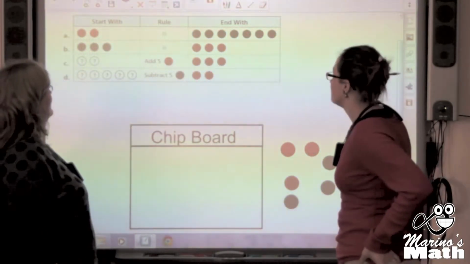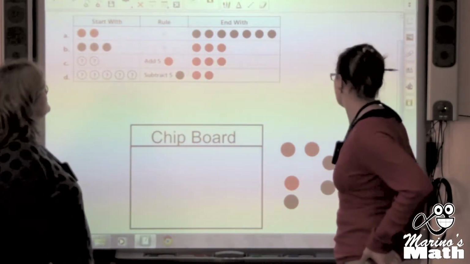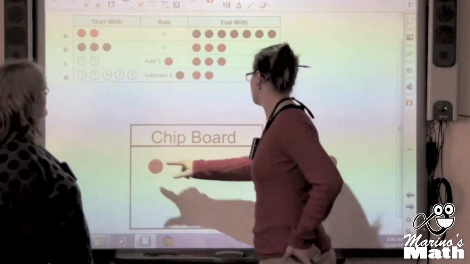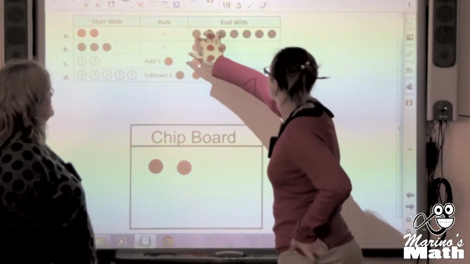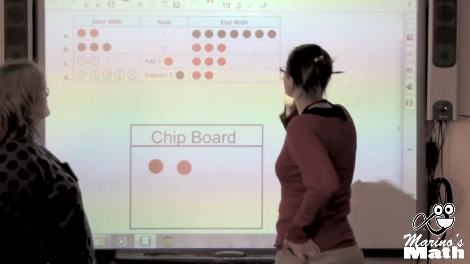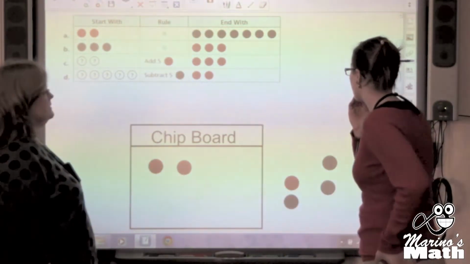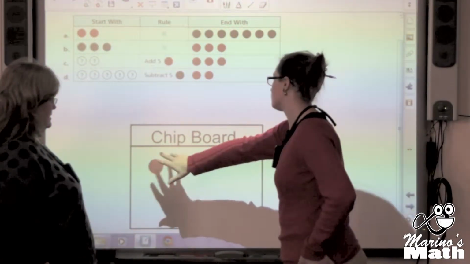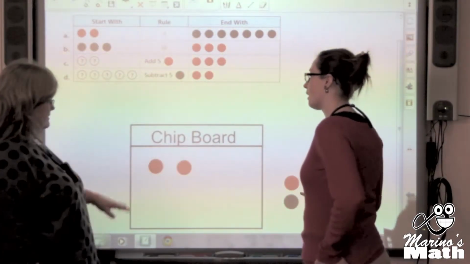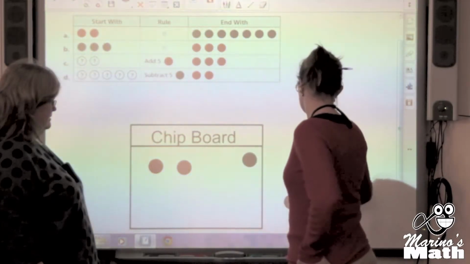Let's try number 1. Okay, so we're starting out with 2 red chips, and we want to end up with 1, 2, 3, 4, 5, 6, 7 black chips. But we already have these 2 red chips, so we're just putting on 7.